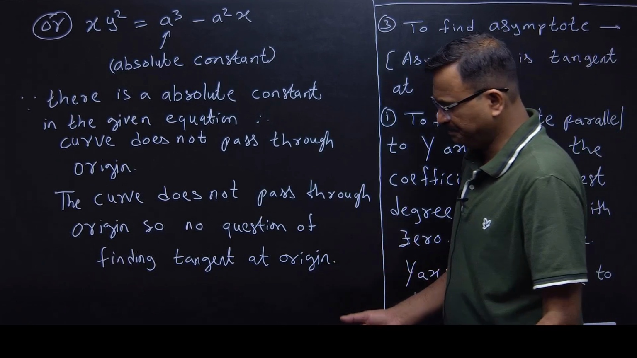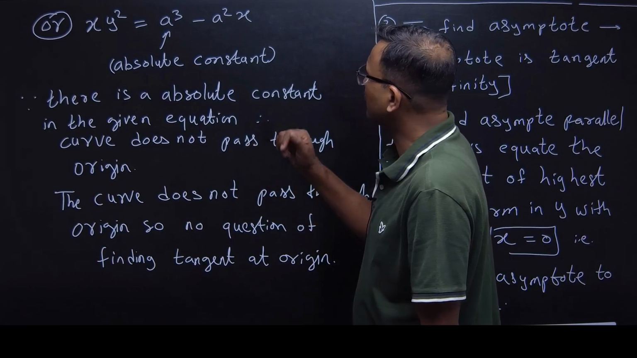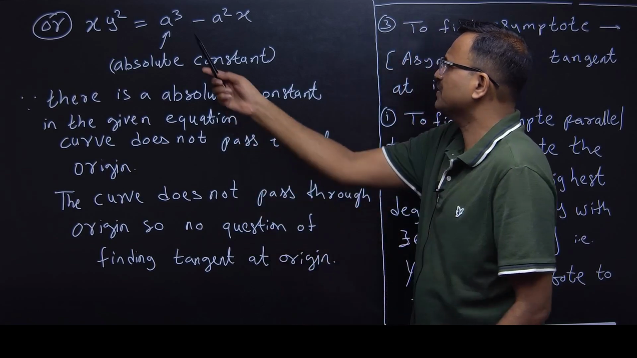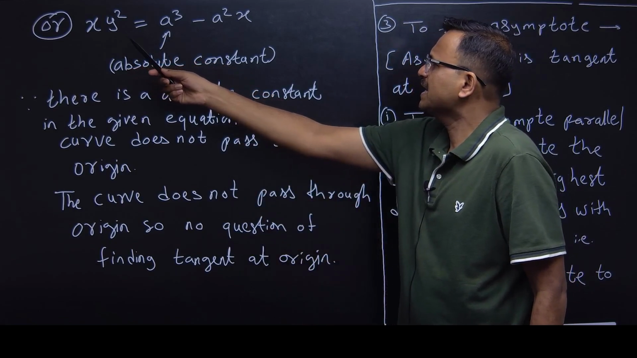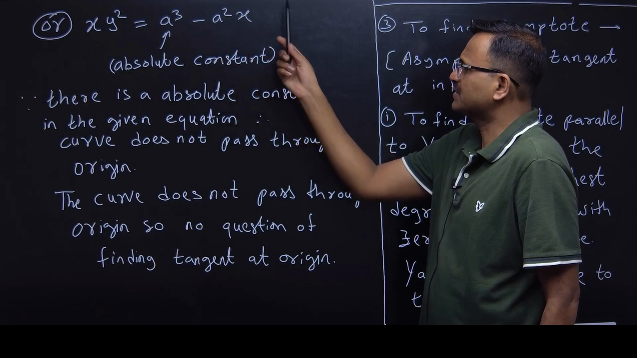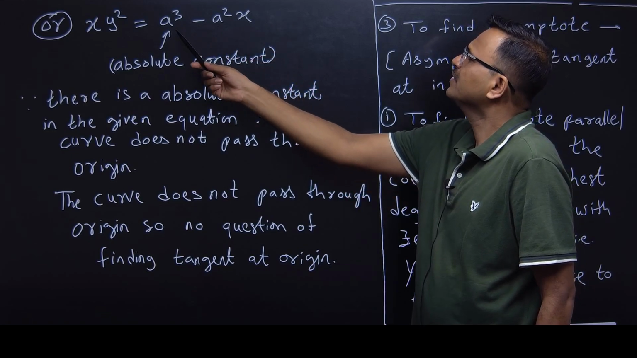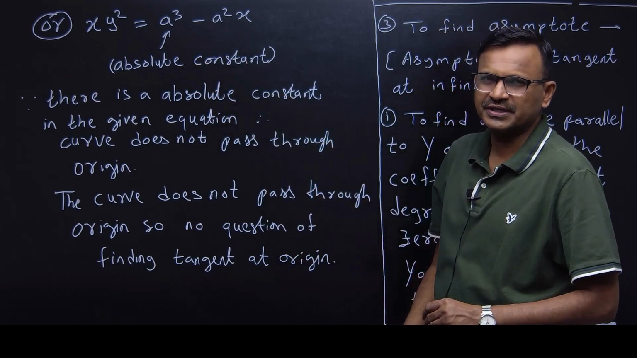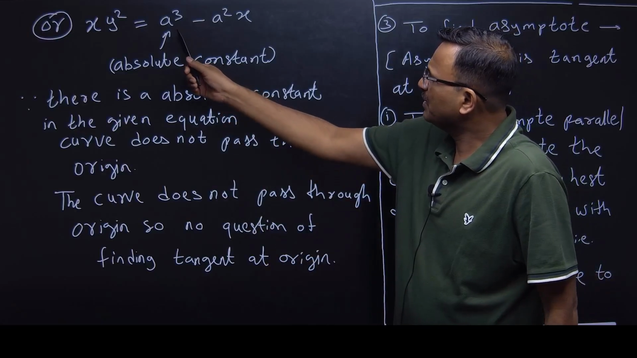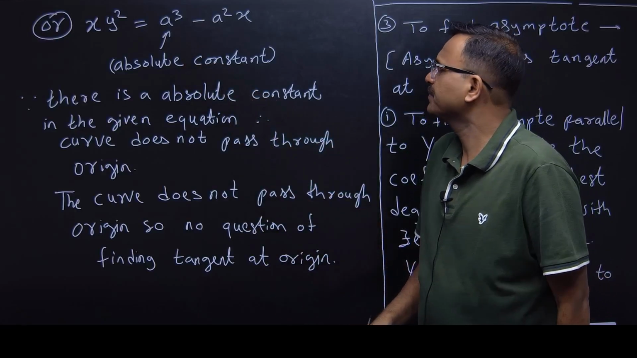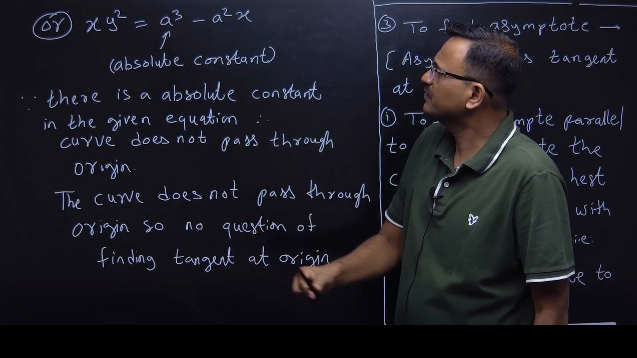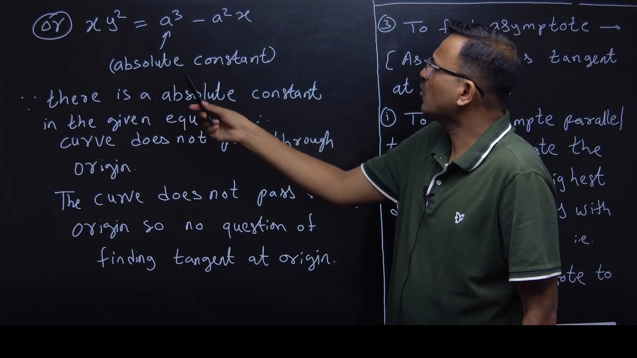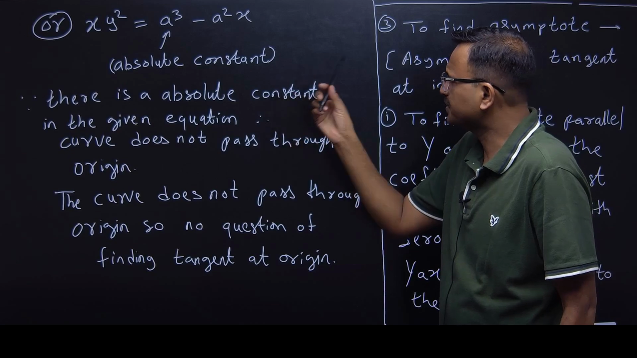Also, to check whether the curve passes through the origin, we have one more rule. If you open the brackets, we can see that the given equation is x y square is equal to a cube minus a square x. After opening the bracket on the right hand side, there is a term of a cube. This is an absolute constant. A cube is an absolute constant, meaning it is not multiplied with any variable like x or y. If we have such a constant which is not multiplied by x or y or any other variable, we call it an absolute constant.